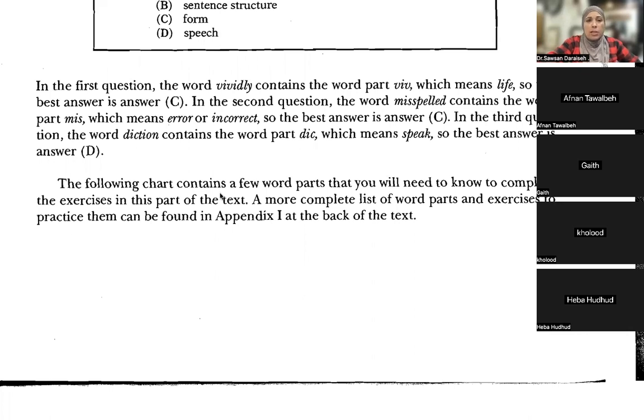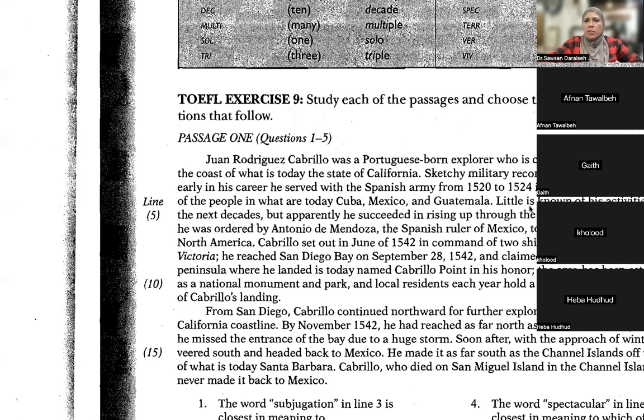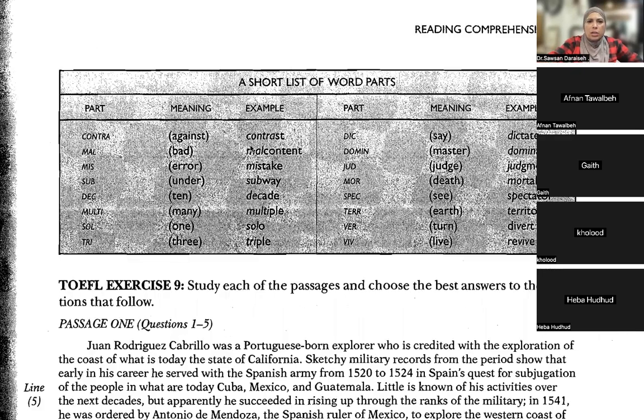Okay. So anyway, the following chart contains a few word parts that you will need to know to complete the exercise in this part of the text. A more complete, longer list, guys, can be found in Appendix I at the back of the text, that's why I advised you to take a look at the appendix. So let's take a look at the chart. All right, here we go. Here is our chart. Look, guys, we have, for example, the word contrast. Look, contrast, in contrast to this. Contrast means what, guys, in Arabic?